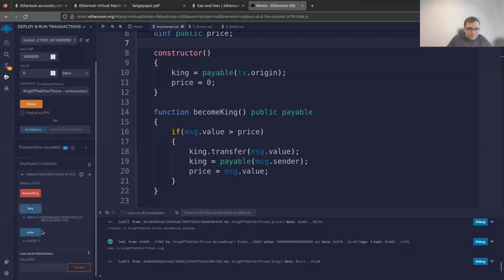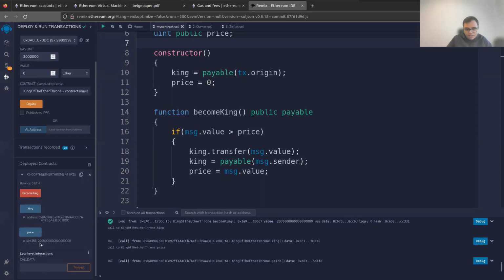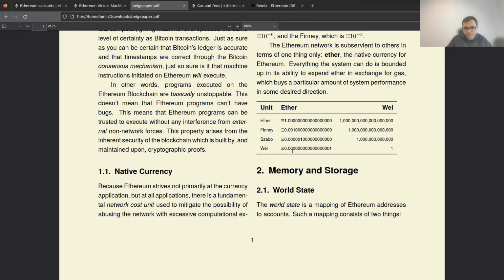Now I can ask who's the king, and the king is this new person. I can ask what's the price. The price is now 2 Ether, but all these prices are in Wei, which is like the smallest unit.